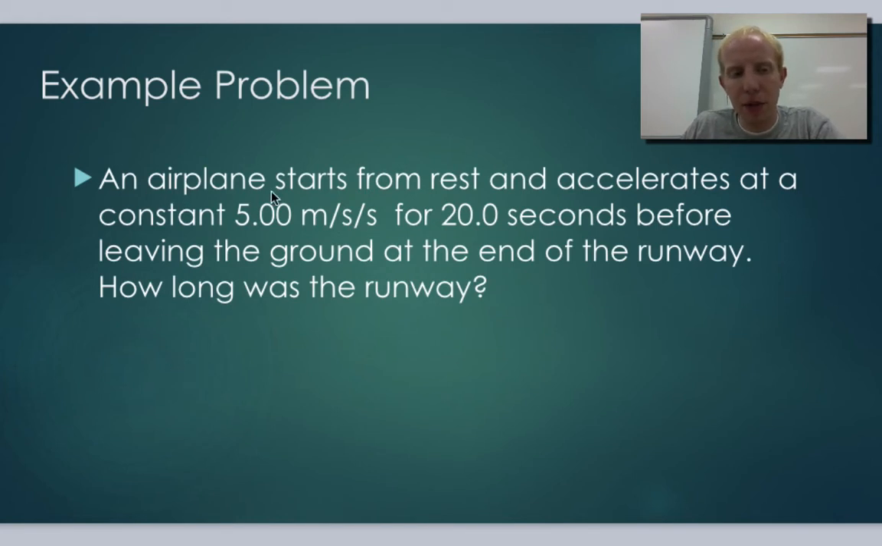It says that an airplane starts from rest and accelerates at a constant 5 meters per second squared for 20 seconds before leaving the ground at the end of the runway. How long was the runway? Just a standard kinematics problem. We need to know what we do and do not know, and what we're trying to find. Well, we know that the airplane starts from rest, so that's going to tell us that the initial velocity of the airplane is 0 meters per second.